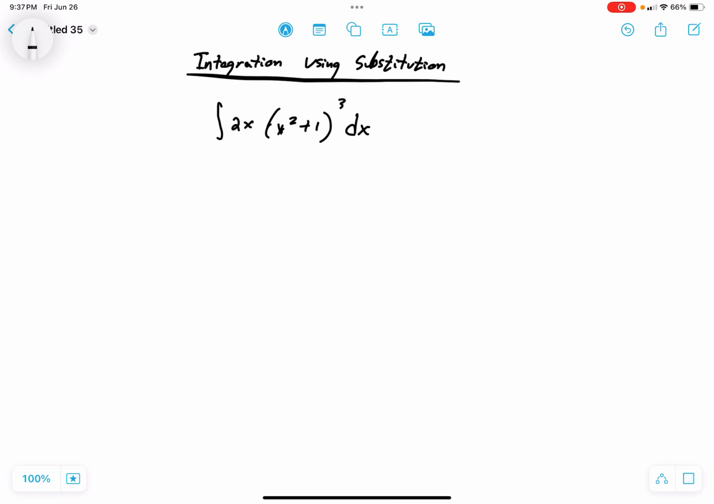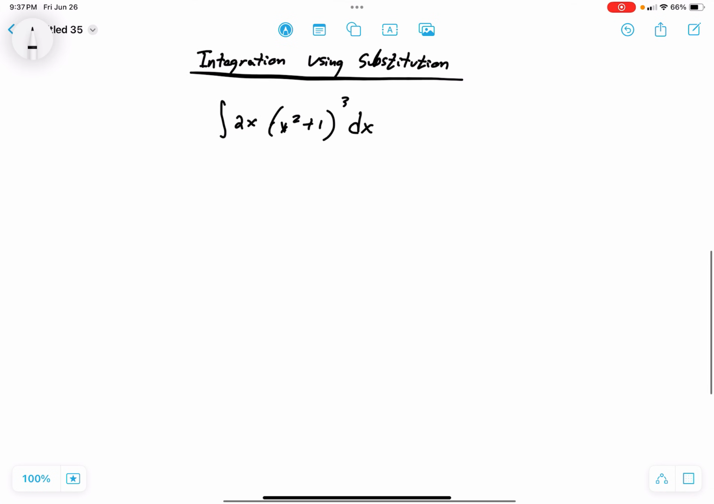Now, theoretically, I could distribute out x squared plus 1 and multiply it by itself 3 times, and then multiply that value by 2x. But it seems quite tedious to do that, and this is where U-substitution comes in, and this is a great example of a problem. So what I'm going to do is let U equal the inner function, and we are going to call x squared plus 1 the inner function. So I'm going to let U equal x squared plus 1.